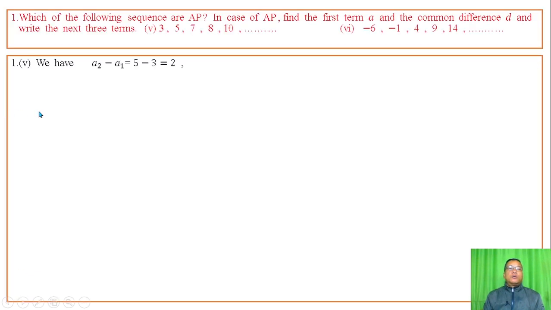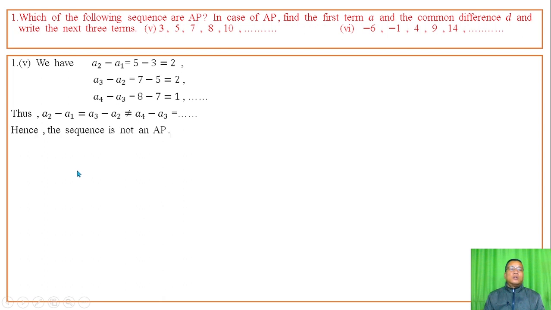Roman number 5. We have a2 minus a1, the second term 5 minus the first term 3, which is 2. a3 minus a2, the third term minus the second term, is 7 minus 5, which is 2. a4 minus a3 is 8 minus 7, which is 1. Since the difference is 1 here, it is not 2. Thus a2 minus a1 equals a3 minus a2 but does not equal a4 minus a3. Hence, the sequence is not an AP. If it is not an AP, we cannot find the first term A and common difference D.